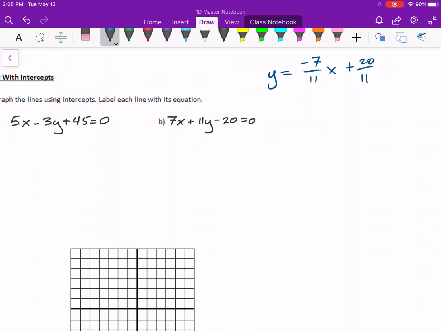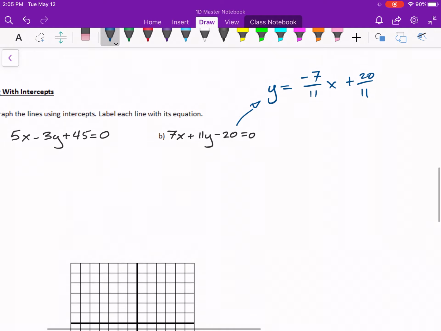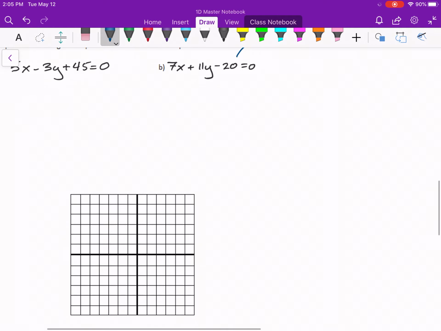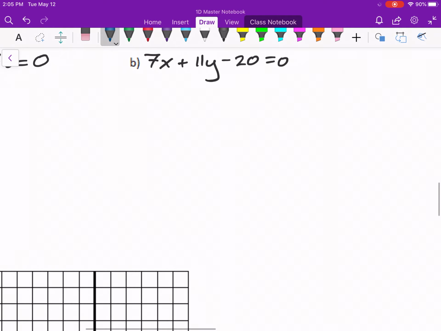Who would want to graph that? Yes, that's in slope y-intercept form, but how would I find 20/11 as my y-intercept easily? And then from that, I have to use a slope of -7/11. That's not a nice thing to have to graph. So here's where getting the y-intercept and the x-intercept will be more helpful. I know I've already got the y-intercept for that one, but let's just pretend I didn't. So to get the x-intercept, let's start with that.